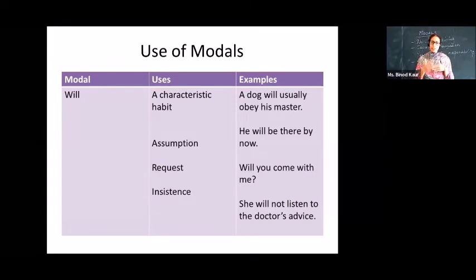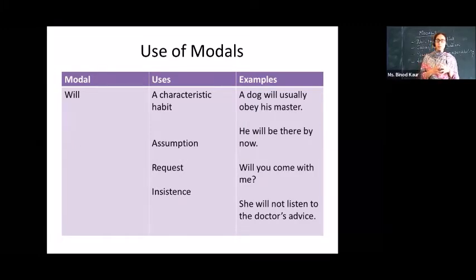Will, there are more usages of will. A characteristic habit: a dog will usually obey his master. Sometimes we use will to express the usual characteristic habit. Assumption: he will be there by now. Assumption, we assume. Request: will you come with me?